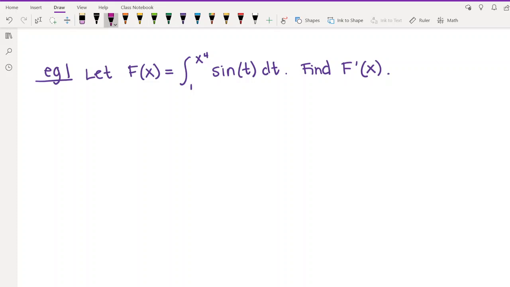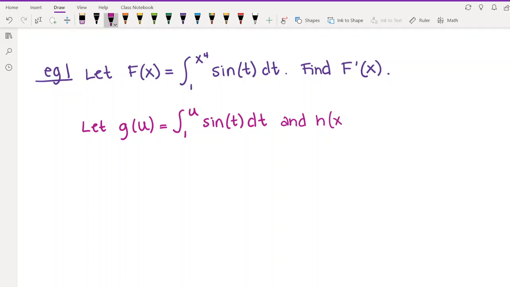So what I'm going to propose is I'm going to tell you what the inside and outside function are, and then I'll show you how when we put them together, we still get the original function. So let me say the outer one first. Let's let g of u equal the integral from 1 to u of sine of t dt. So I'm basically just changing this x to the fourth to a generic placeholder of u. And then let's have our inside function, h of x, be x to the fourth.